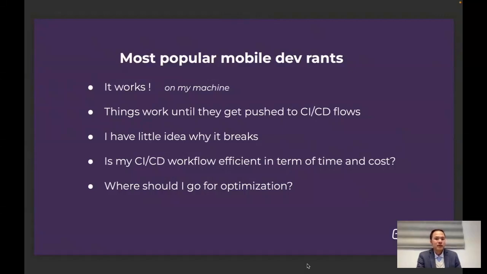And then it's hard to measure the time and the cost when you run it on a CI/CD provider. And finally, when it runs on the CI/CD provider, sometimes it's hard to find a place for optimization: how you can make it faster, how you can make the code more efficient, where can you start?